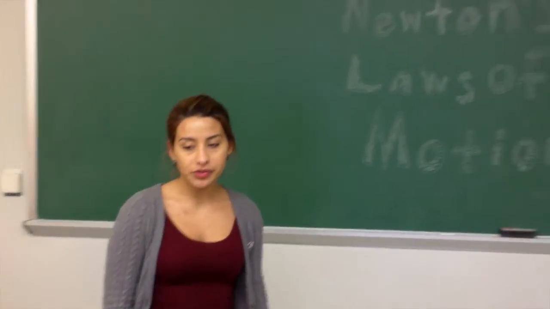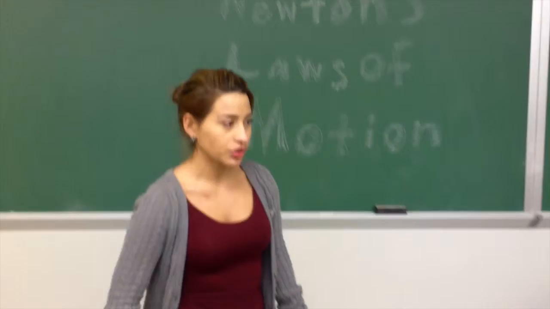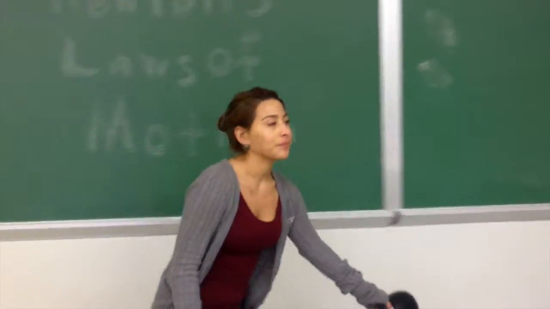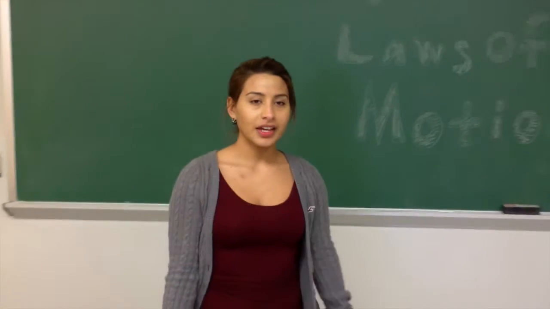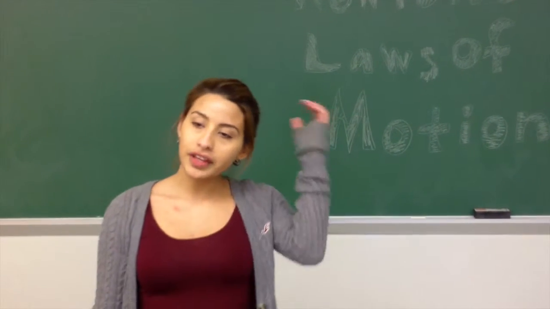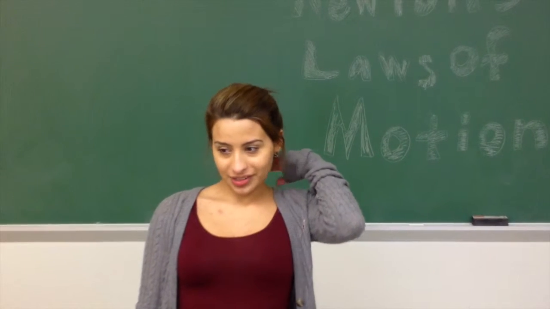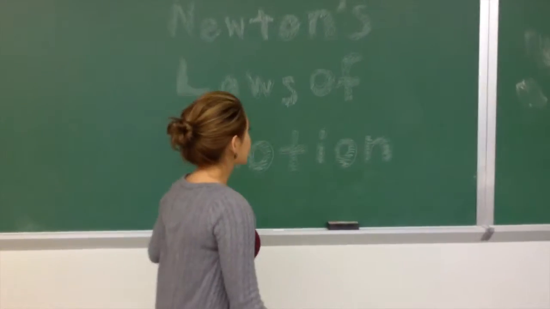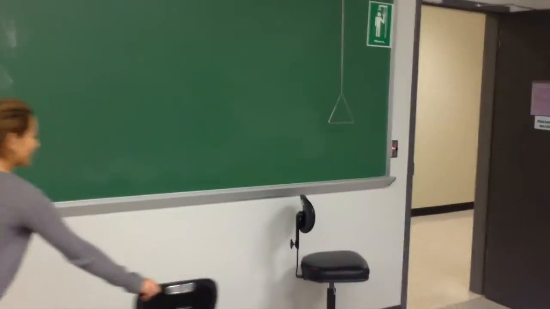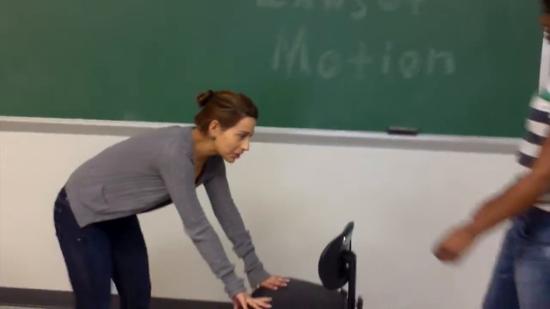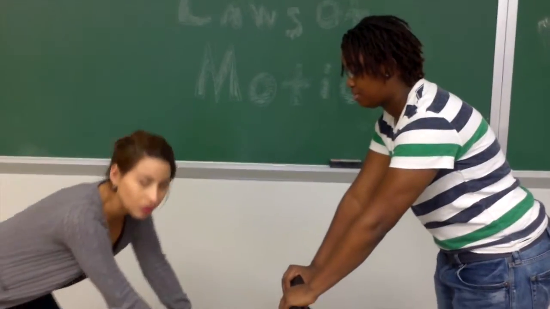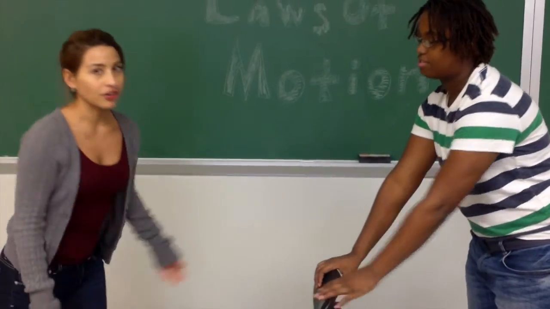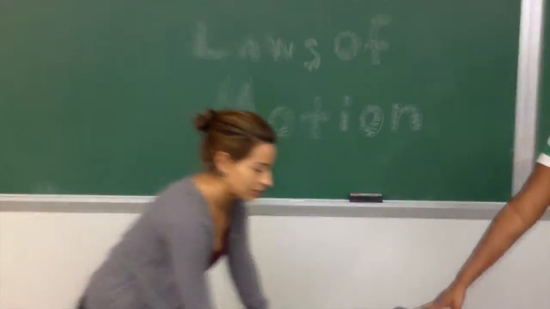The second law is a force will create an acceleration in the same direction if a net force acts on its mass. So when you push a chair, that would be an example of Newton's second law. And Newton's third law is an object moving in one direction will have an equal magnitude of another object in the opposite direction. So if I could please have someone help me, once again with the chair. If I push in the same direction, she pushes in the same direction, the object will remain there because equal forces are being exerted in opposite directions.